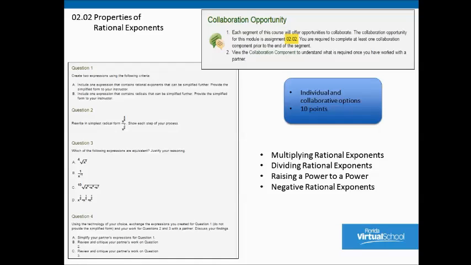In this lesson, they learn multiplying, dividing rational exponents, raising a power to a power, and negative rational exponents. Now in this one, it is not a multiple choice assessment. The students have to do a project. They can do it collaboratively if they prefer, which would be with another student, and it is fully teacher graded.